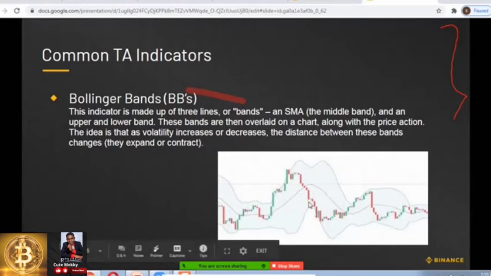That is the upper band and the lower band. In this case, you can as well change your settings from default and put it like 2 standard deviation from the middle band to the upper band, and 2 standard deviation from the middle band to the lower band.